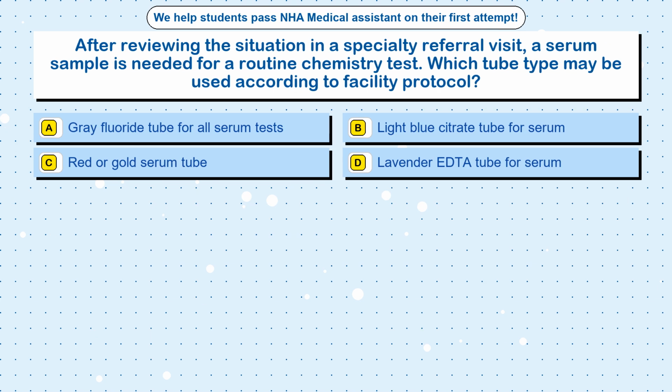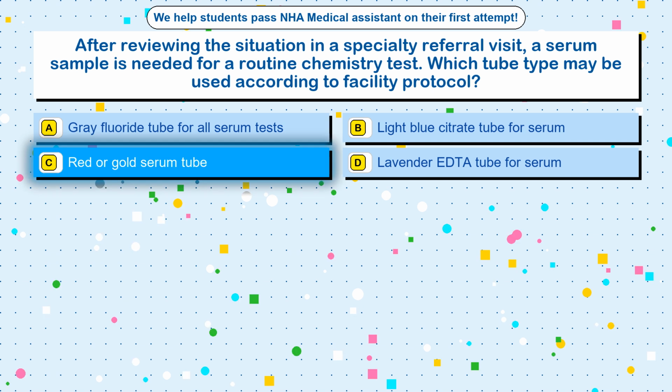Question 36. After reviewing the situation in a specialty referral visit, a serum sample is needed for a routine chemistry test. Which tube type may be used according to facility protocol? Option A, gray fluoride tube for all serum tests. Option B, light blue citrate tube for serum. Option C, a red or gold serum tube. Option D, lavender EDTA tube for serum.